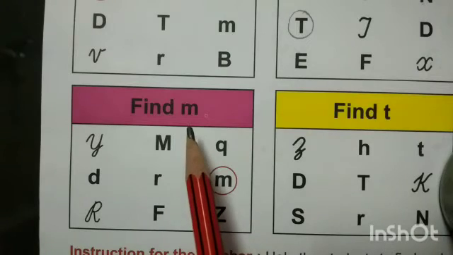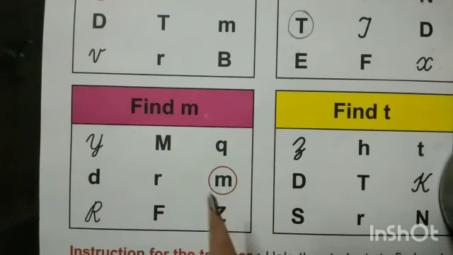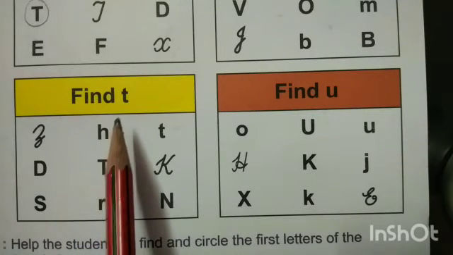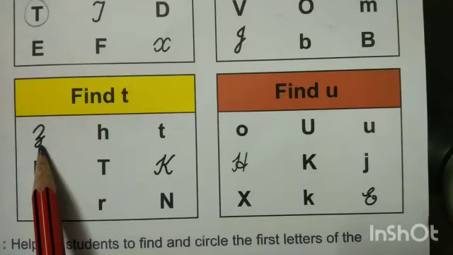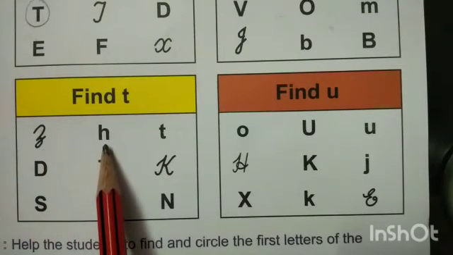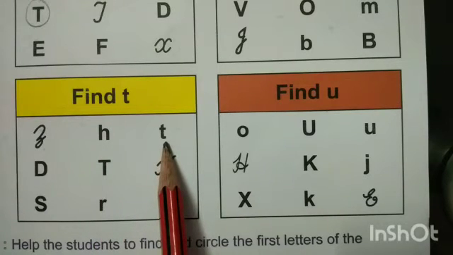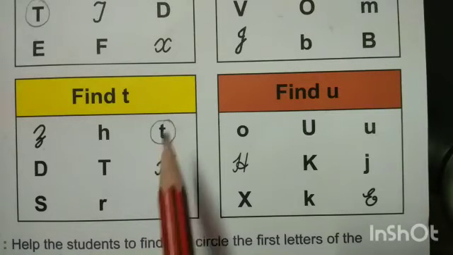Next is, can you tell me which letter is this? Yes, small m. Where is small m? Here it is. So this is also done for you. Next is find small t. Is this small t? No. Is this small t? No. Is this small t? Yes. So we will circle small t.